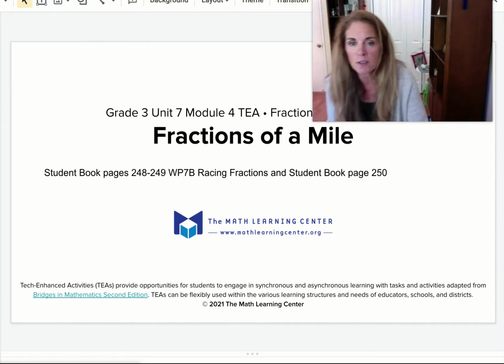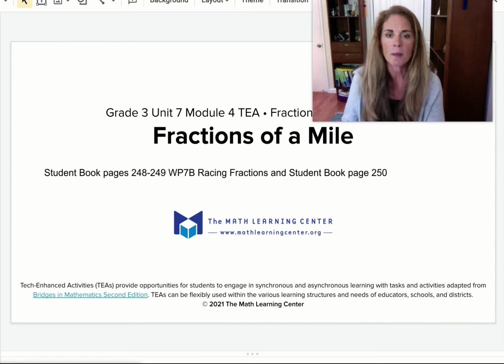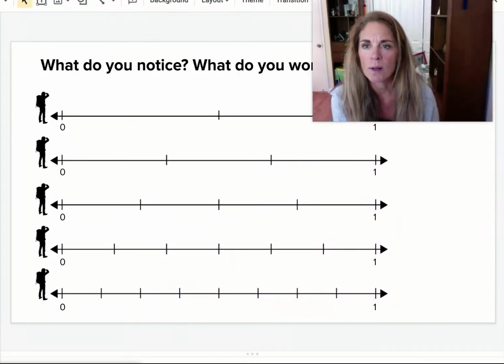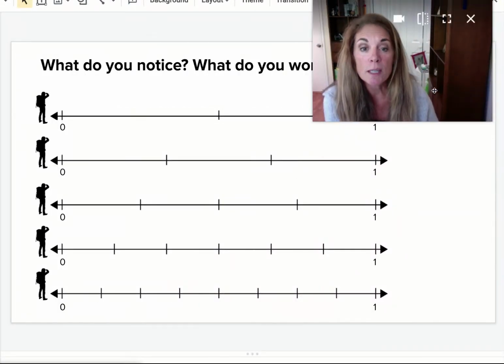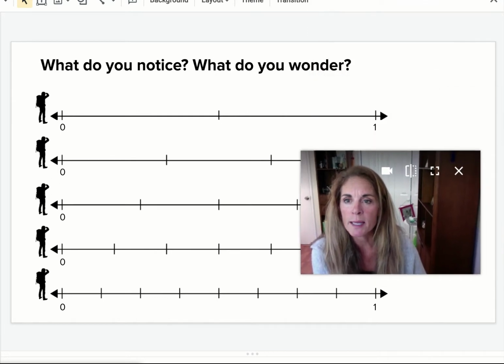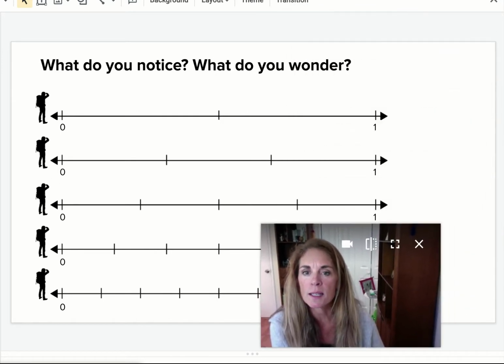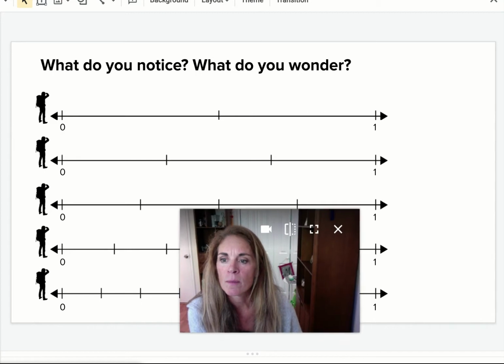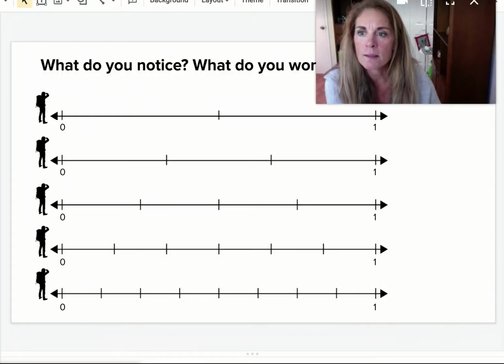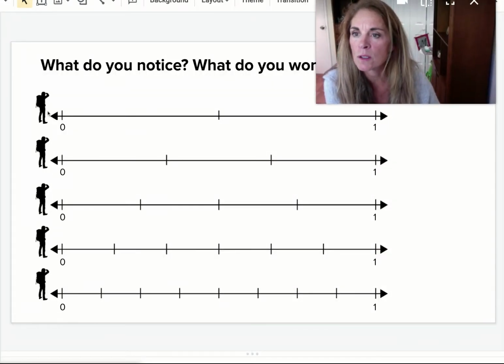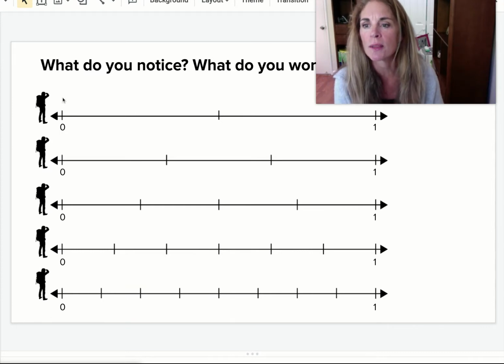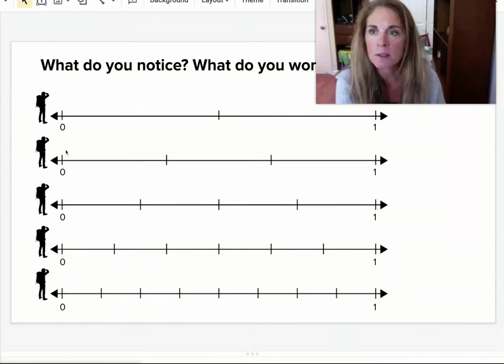I'm not going to show you too much because I don't want to mess up your good time. So I just want to explain a couple things. Looking at the slide, what do you notice? I notice there are some backpacking hikers on the end. What else do you notice?